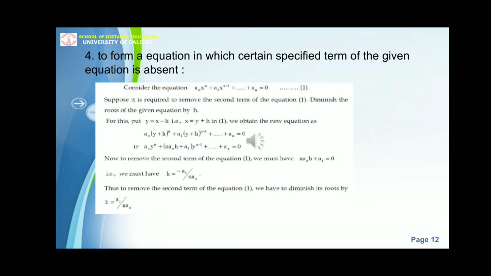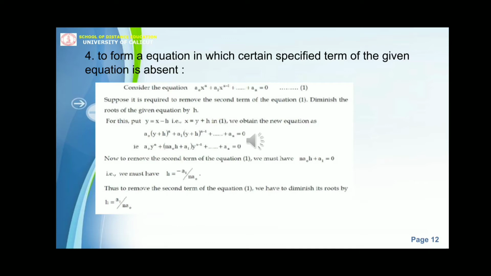The last transformation is to form an equation in which a certain specified term of the given equation is absent. Consider the equation a0 x raised to n plus a1 x raised to n minus 1 plus dot dot dot plus an equal to 0. Now suppose we have to remove the second term, that is a1 x raised to n minus 1.